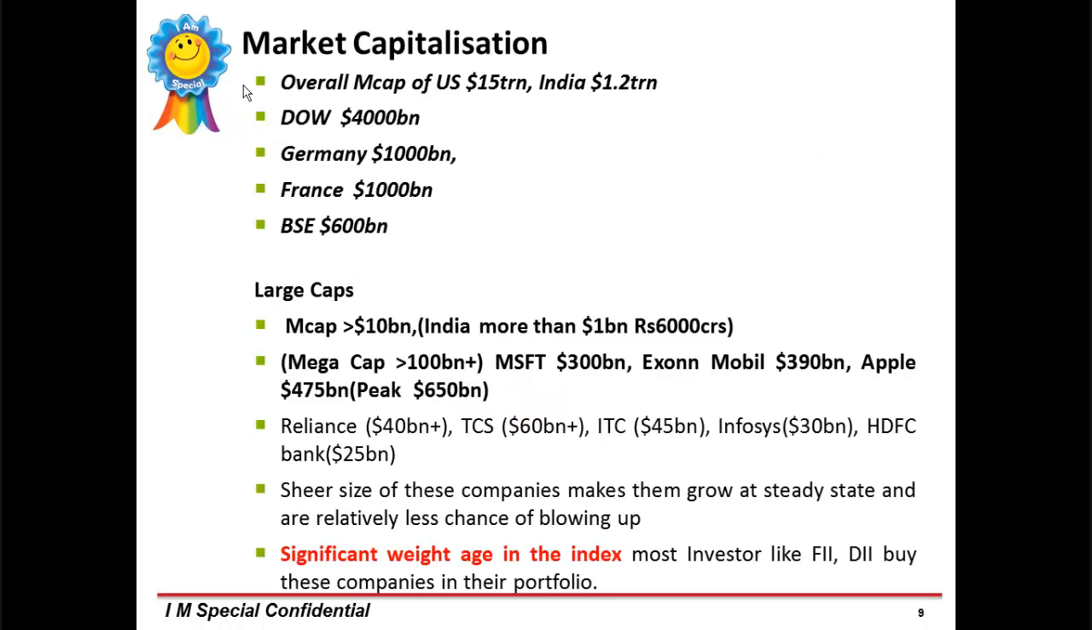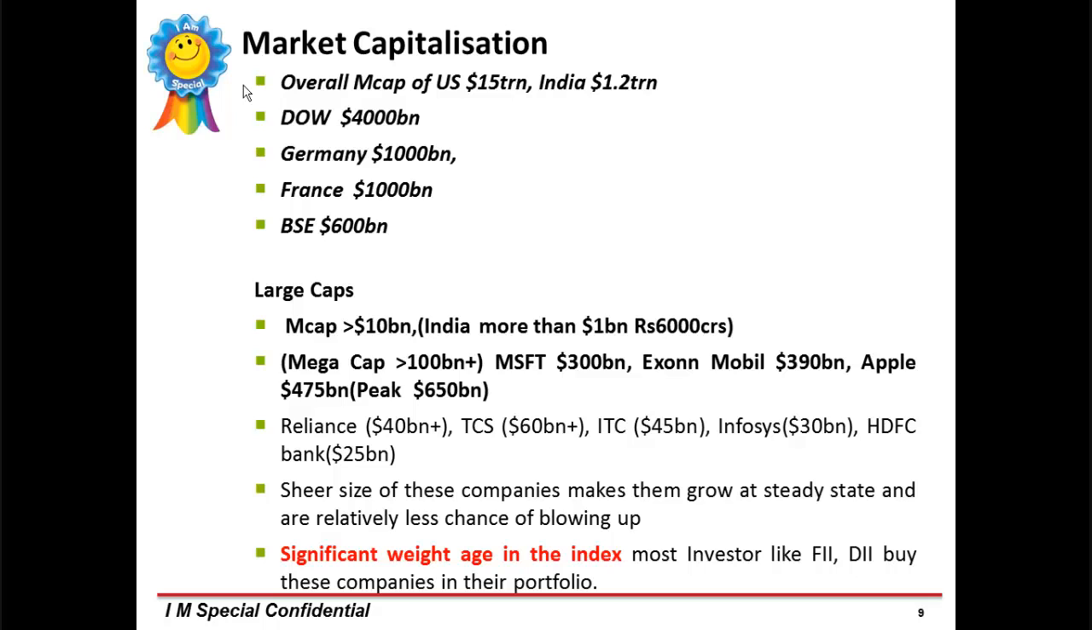The overall market cap of the US market is close to 15 trillion. So when I say US market, it would include all the stocks listed on the US exchanges, all the stocks listed on the New York Stock Exchange. Similarly for India, the market cap is 1.2 trillion. So basically, if you take the BSE index, the market cap of all the actively traded stocks would be close to 1.2 trillion. The market cap of only the Dow 30 would be 4,000 billion.